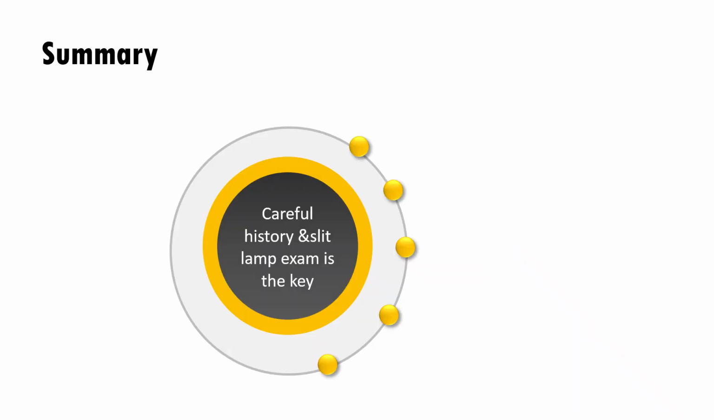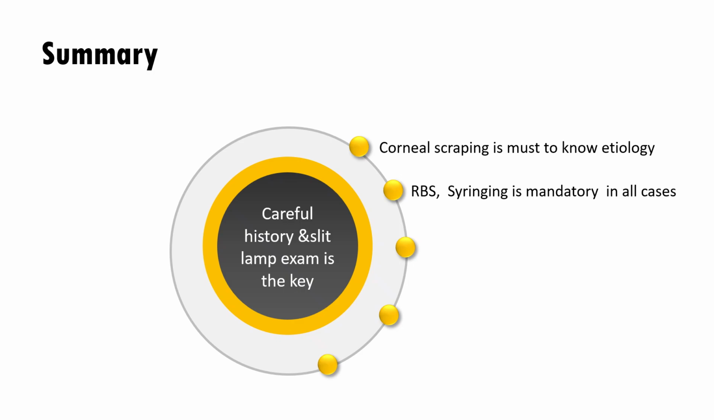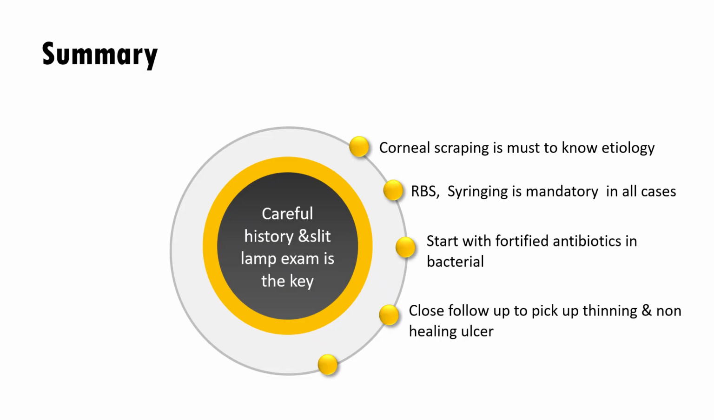To summarize, careful history and slit lamp examination is the key. Corneal scraping is a must to know about the etiology. Basic investigations you have to do for all these ulcer cases are RBS and syringing. Make sure both of them are done in all the cases, however small the infiltrate is. Always start with fortified antibiotics in a mixed therapy for a bacterial ulcer, and closely follow up the patient to pick up any thinning and non-healing ulcer. Prompt referral in case of perforation and large ulcers is very crucial.